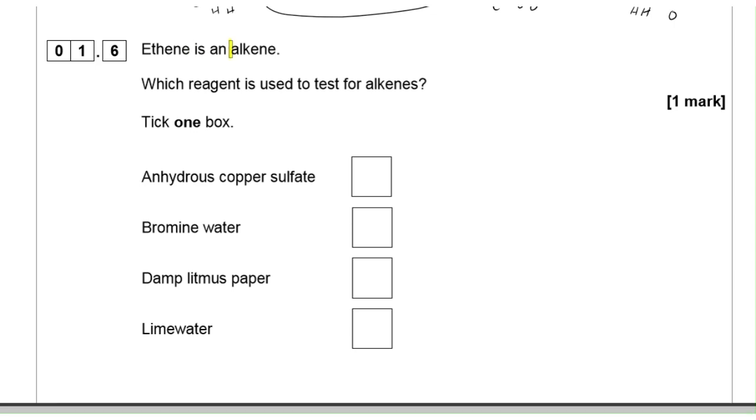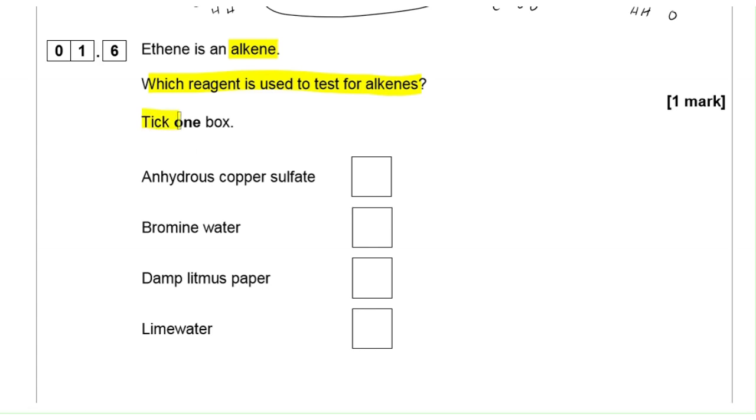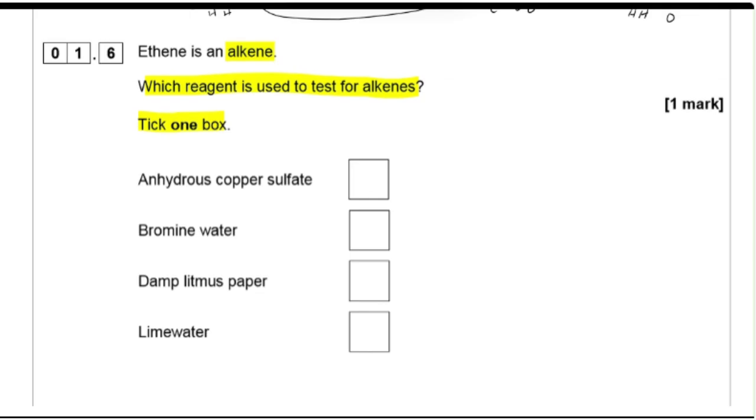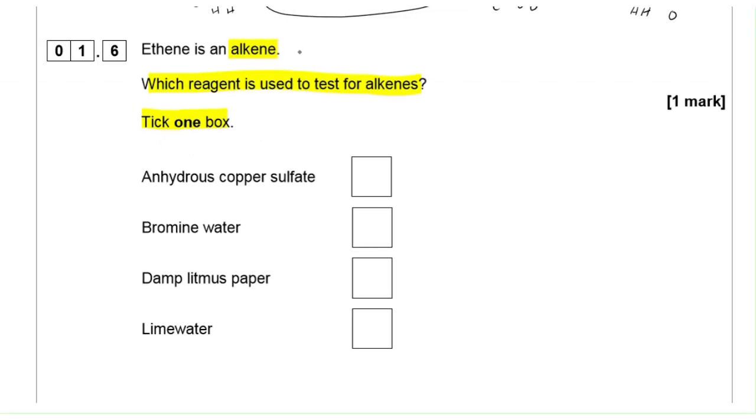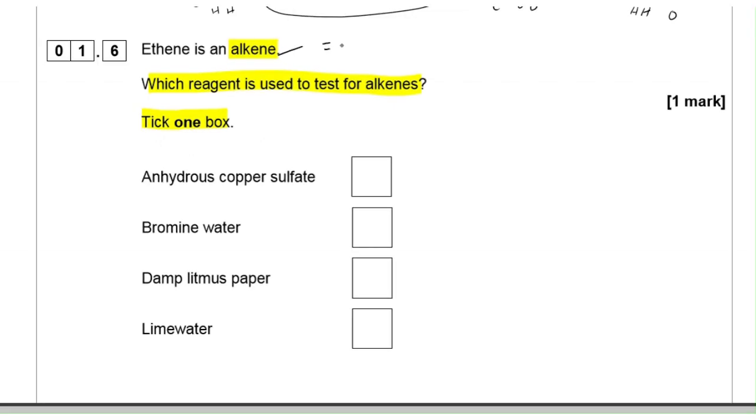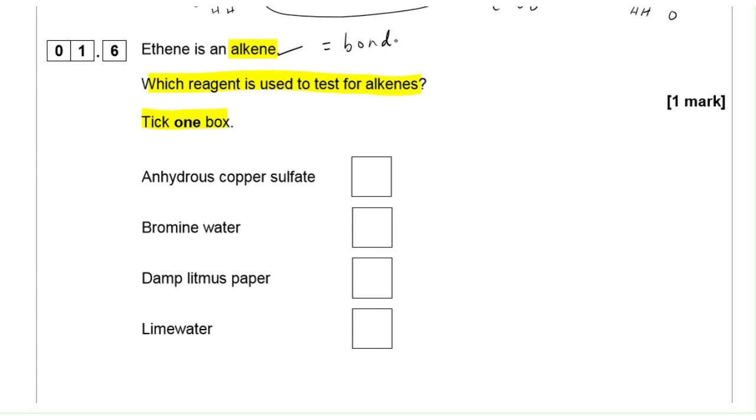Question 1.6. Ethene is an alkene. Which reagent is used to test for alkenes? For 1 mark, tick 1 box. Anhydrous copper sulfate, bromine water, damp litmus paper or lime water. Now we know alkenes contain a double bond, and the way we test for that double bond is using bromine water. So to get 1 mark for this question, you must tick bromine water.